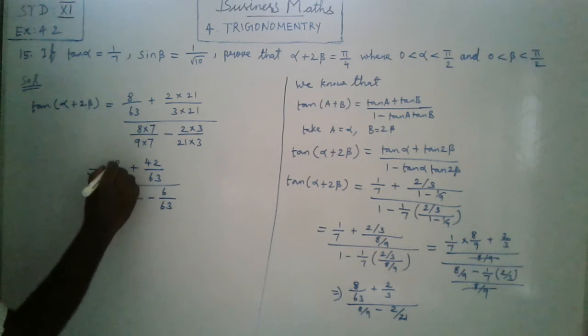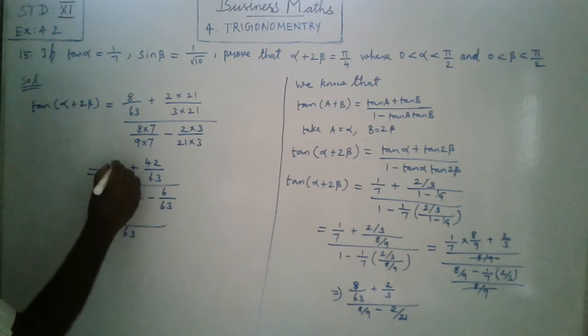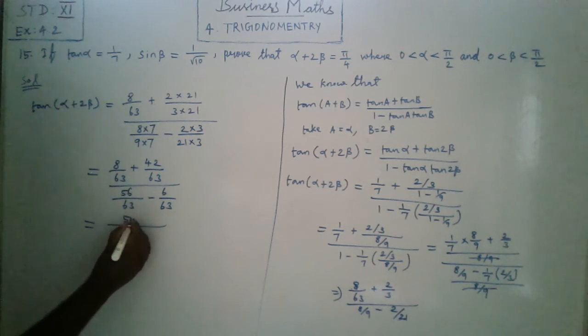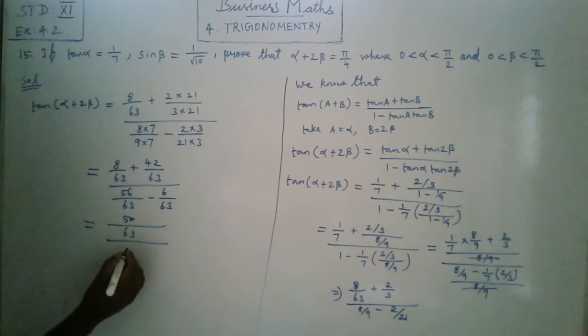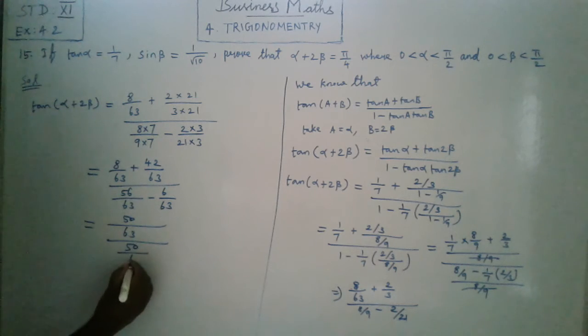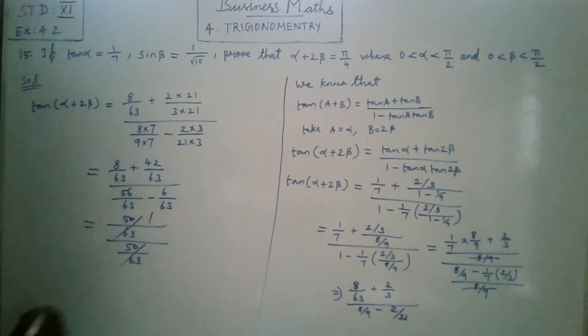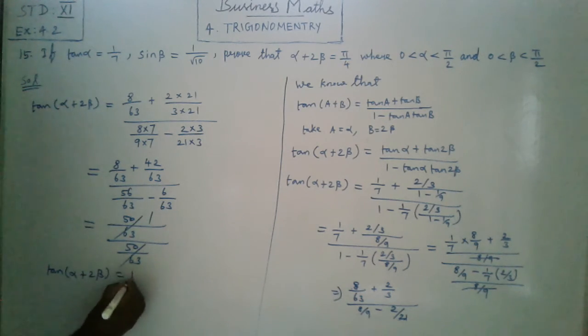So we should add, 63 is the LCM. 8 plus 42 is 50 divided by 56 minus 6 is 50 divided by 63. So 50 divided by 63, 50 divided by 63 is cancelled one time. So tan of alpha plus 2 beta equal to 1.